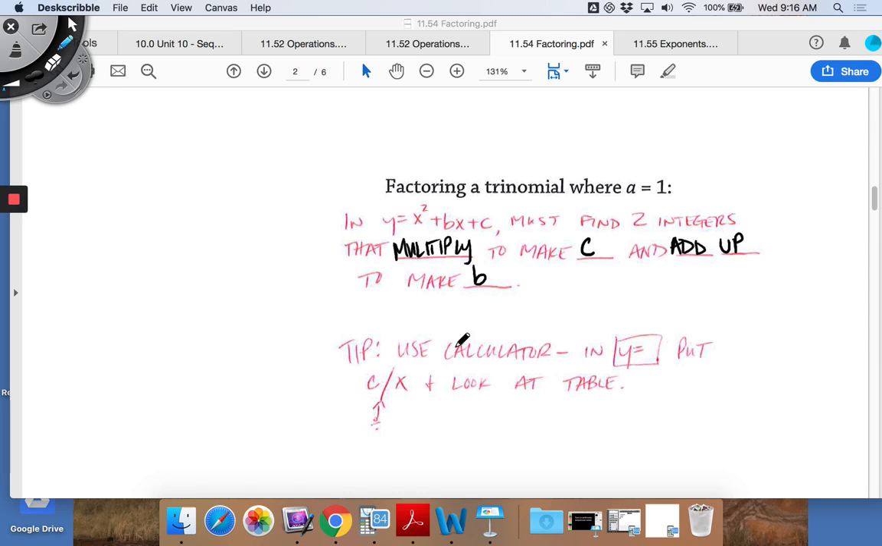And I put a little tip here. If you're struggling finding what things would work, we can put y equals whatever the c value is divided by x and look at the table. So we'll practice that in just a second.